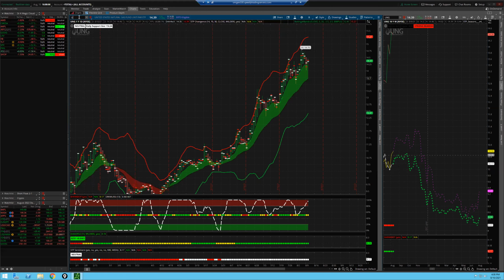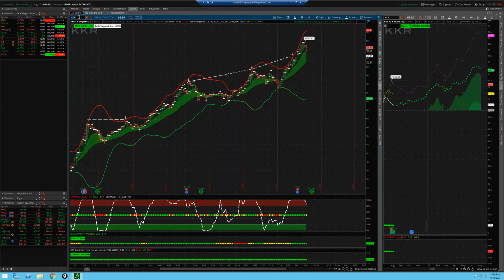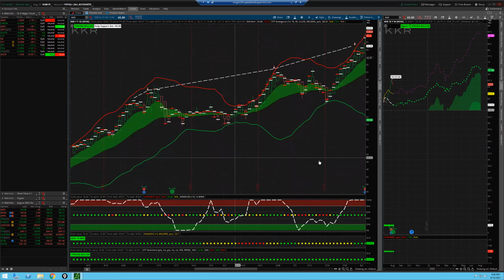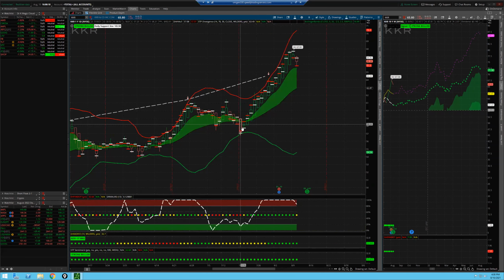Now, let me go back here where I got a couple more requests. KKR. So again, thanks for this example. Another perfect example of what I look for. Look at this, folks. It doesn't get any better than this. You see how it kissed that 2.5 standard deviation and then went above cloud? Wham. Now you're in defense mode. You're like, if it gets into this cloud, I'm going to take some profits. But that's a great example on KKR. Perfect example.